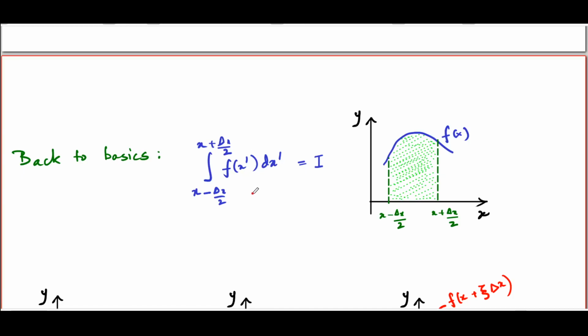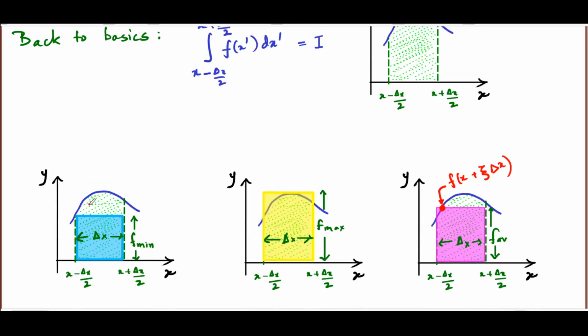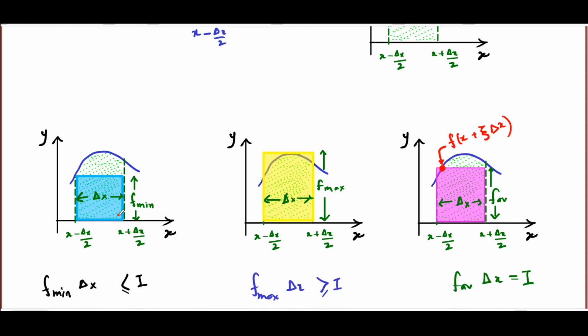So if you're talking of some function f of x, and you integrate f of x prime dx prime from x minus delta x by 2 to x plus delta x by 2, this integral I is nothing but the area under this curve. You all know that from basic calculus. Now, if you take the smallest value which f of x takes, f min, and draw a rectangle with that height and width equal to the width of the interval, you're of course going to get an area of a rectangle which is smaller than the area under the curve. So f min delta x is less than or equal to our integral I.